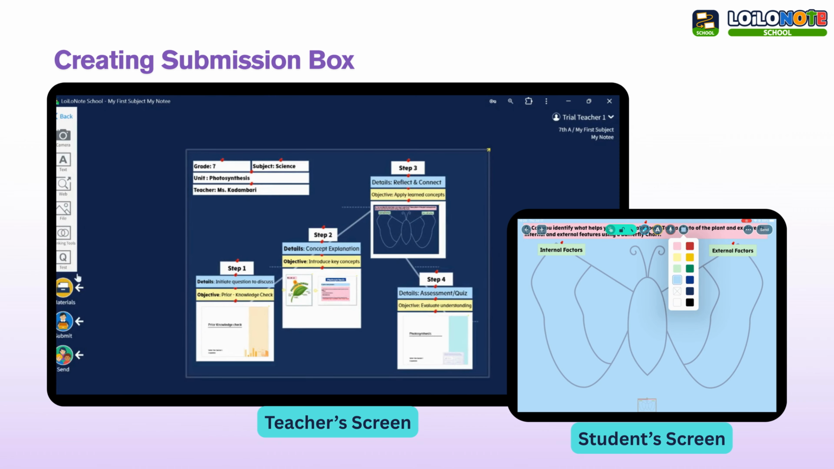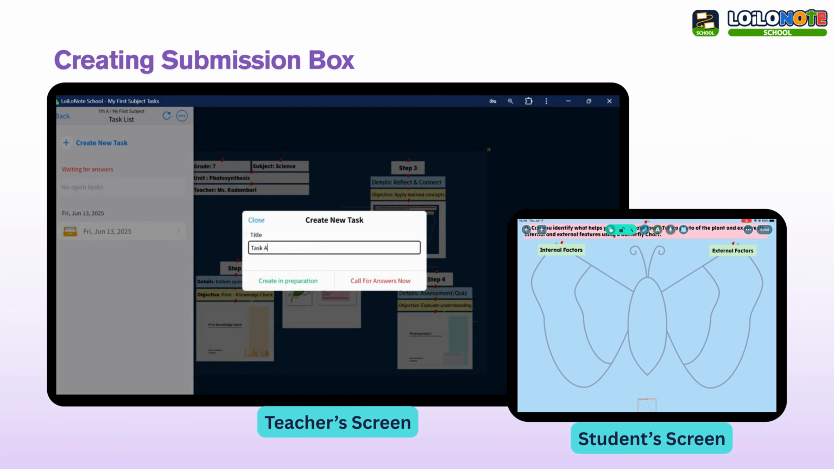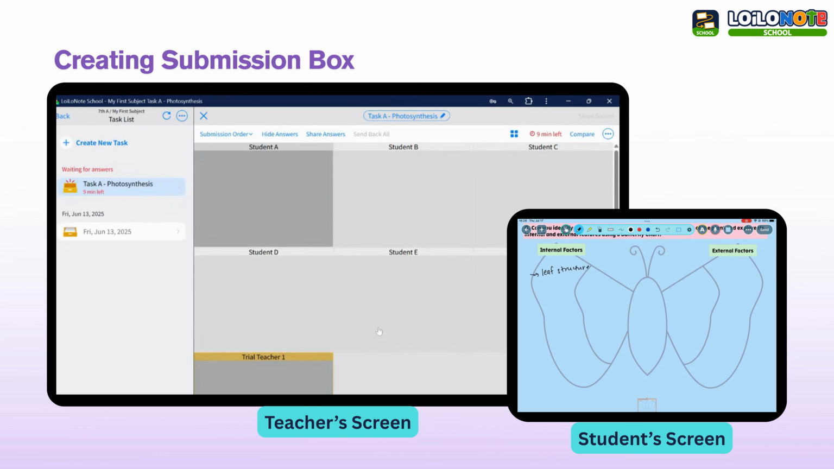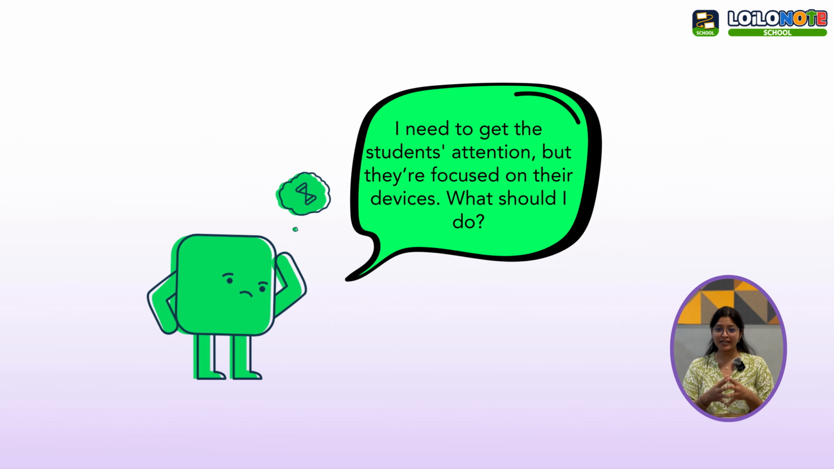I'll just go back, click on submit, say create new task. I'll give the title to this task as photosynthesis. I'll click on call for answers and set the deadline as 10 minutes, and instantly the submission box is ready to receive the submissions of the students. So now all students are engaged in completing their activity.